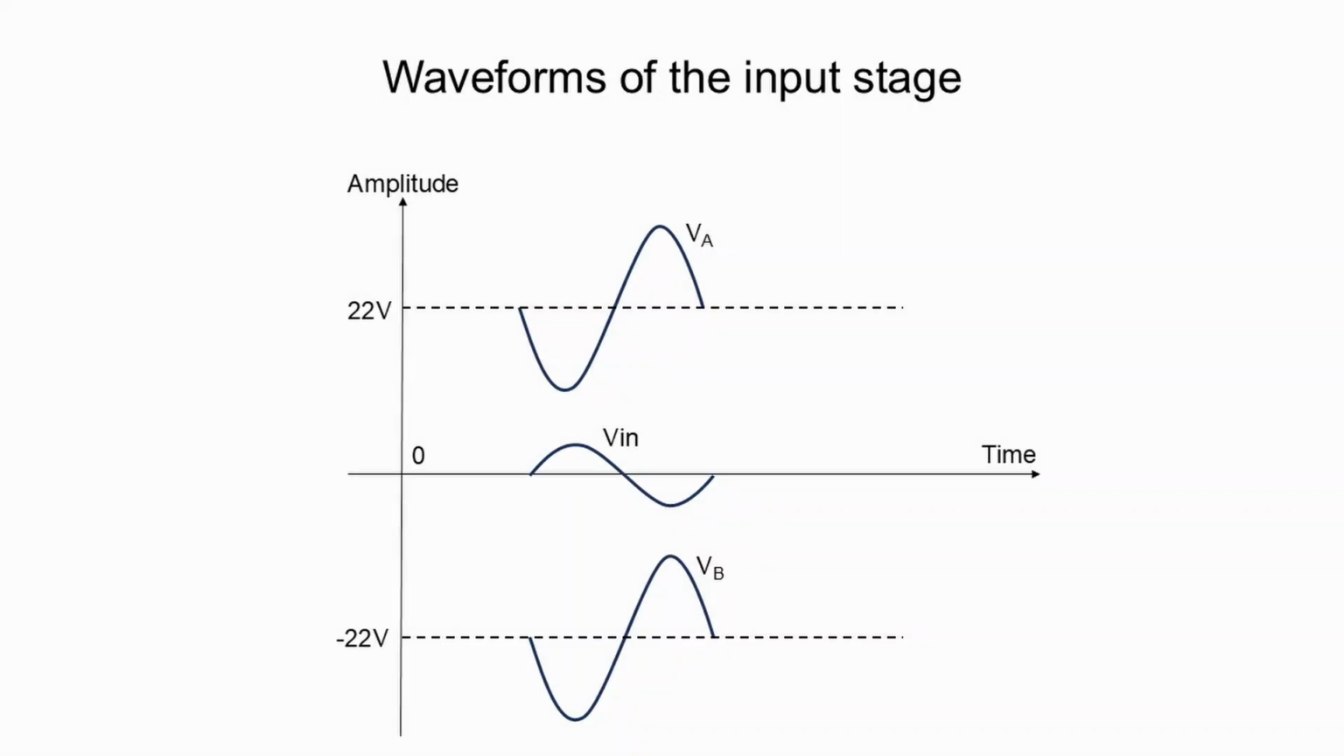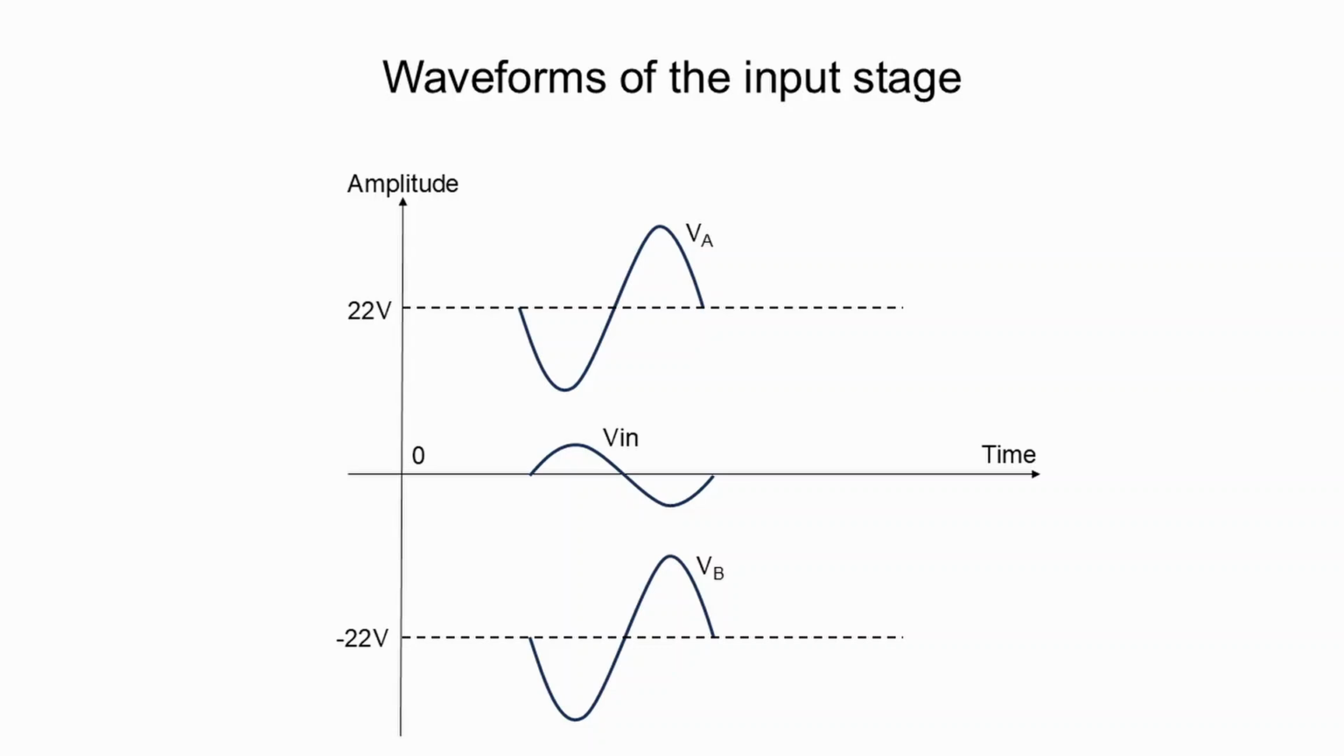This diagram shows the input waveform and 2 output waveforms from the input stage. They are aligned on the same time axis for comparison. Please also note that the DC potentials at points A and B are positive 22 volts and negative 22 volts respectively, which are carried over from the input stage.